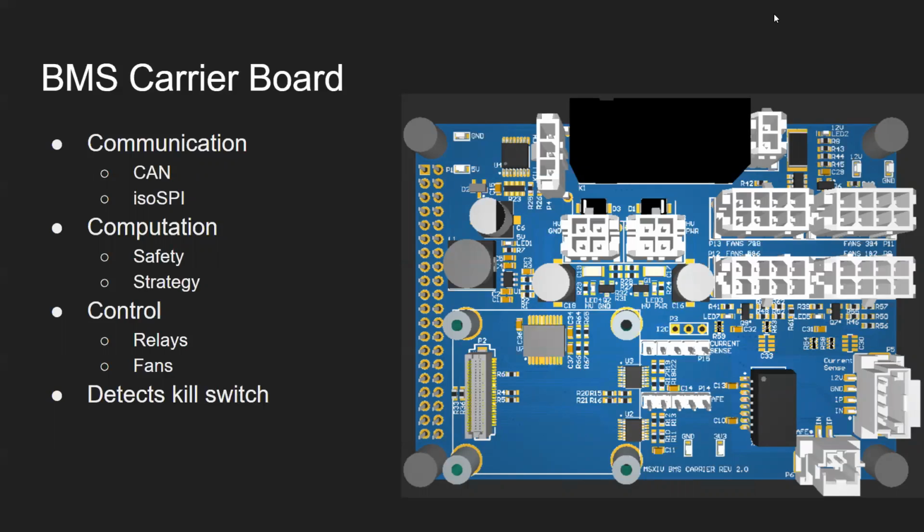The BMS carrier board also controls the main relays, which are these two connectors in the middle. It can turn them on or off. The connectors on the right side are responsible for the fans, so it can change the speed of the fans or turn them on and off as well. The BMS carrier board also detects when the kill switch has been pressed, so we need the car to shut off and throw a BPS fault when that happens.